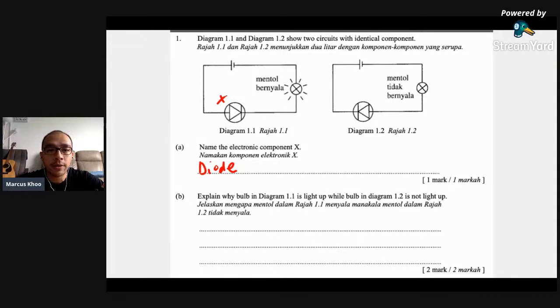Okay. Now, explain why the bulb in diagram 1.1 lights up. Why does this one light up and why does this one not light up? Okay, so let's take this as a revision. Now, the only reason why it will light up and not light up is because of the way the diode is connected to the battery.